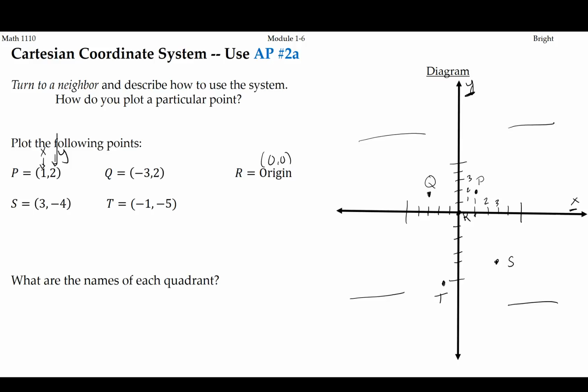All right, and so maybe you remember this, maybe you don't. We start labeling the upper right quadrant as quadrant 1. So this is quadrant 1. And then this quadrant would be labeled quadrant 2, so in the left. And then we go in a counterclockwise fashion. So 1 is in the upper right, 2 is in the upper left, 3 is in the lower left, and 4 is in the lower right. All right, and that's a brief introduction to the Cartesian coordinate system.